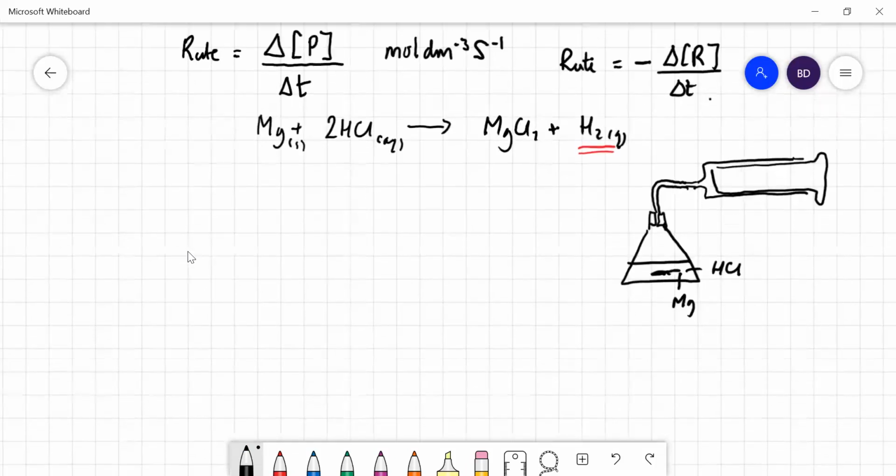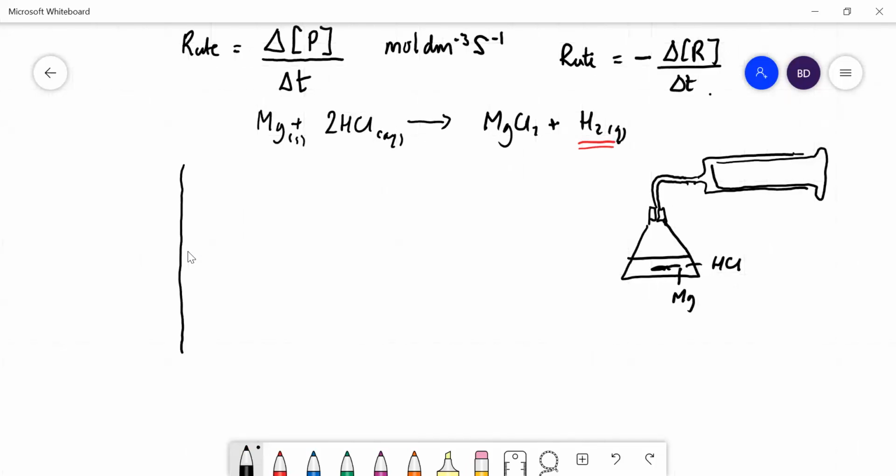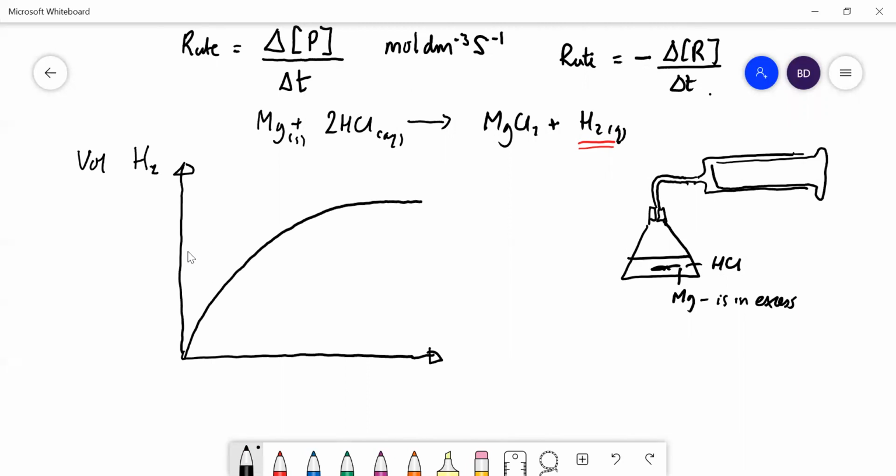And if you did that, you would get a graph, something like this. Let's say, for the sake of argument, that the magnesium is in excess in this case. So you haven't got enough acid to react with the magnesium. You've got volume of hydrogen against time, and you get something like that. I'm sure you're familiar with that sort of graph. So you could see about here that the reaction is finished, isn't it? And the reason why it would be finished, I've said that the magnesium was in excess, is that all the acid has run out.